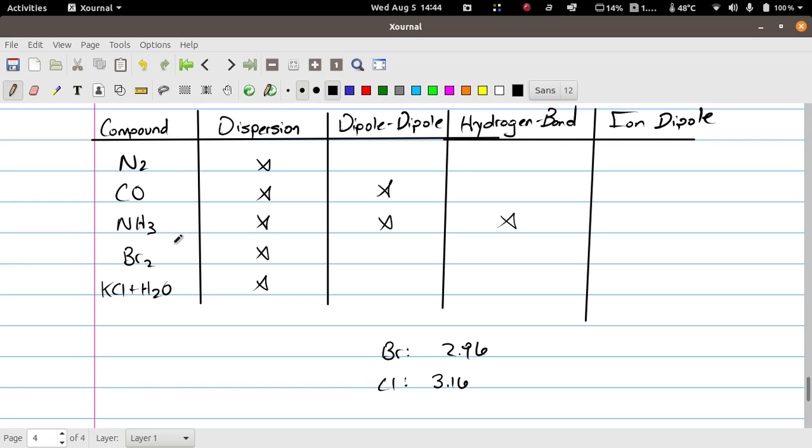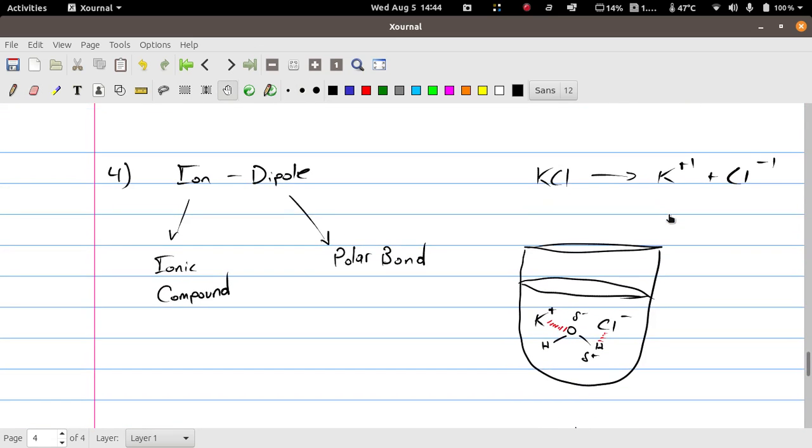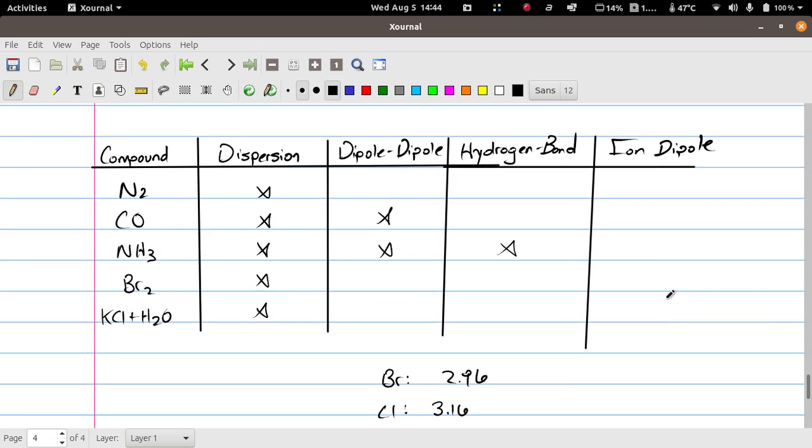This, Br2, is just dispersion. And this, if you got this wrong, I'll be mad because I literally just went over it. But anyways, so you have hydrogen bonding, polar molecule, and we have an ionic compound. So you're going to have dipole-dipole, hydrogen bond, and ion dipole. All of those are going to be present in there.